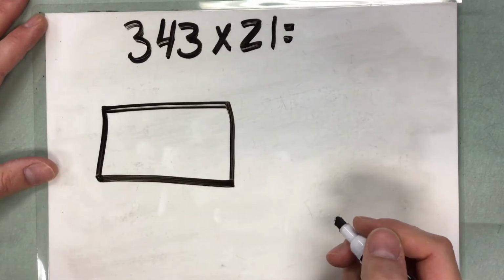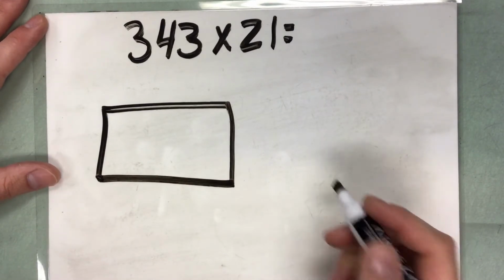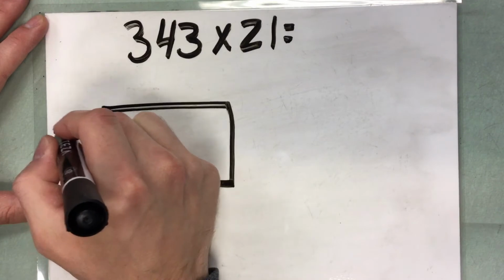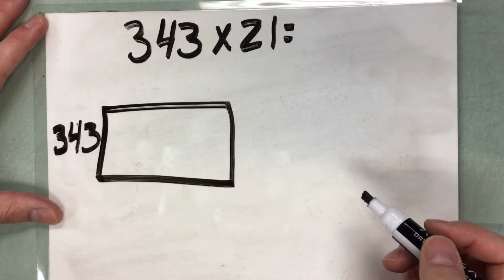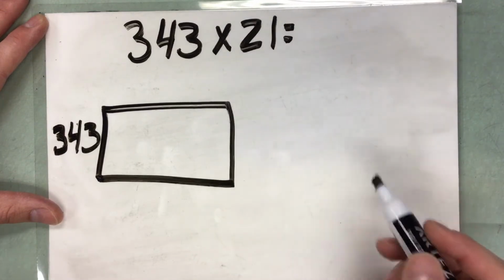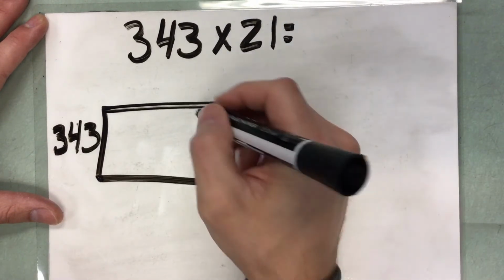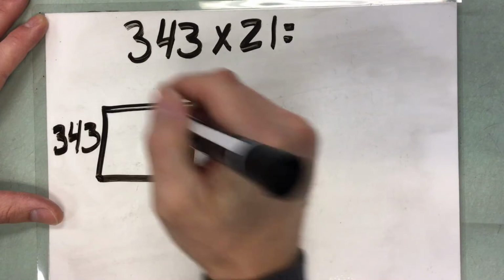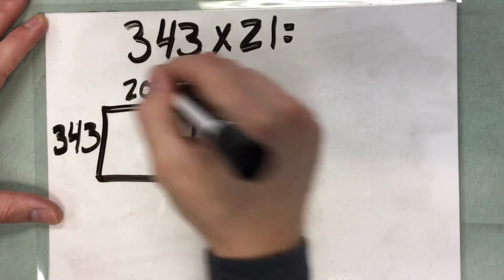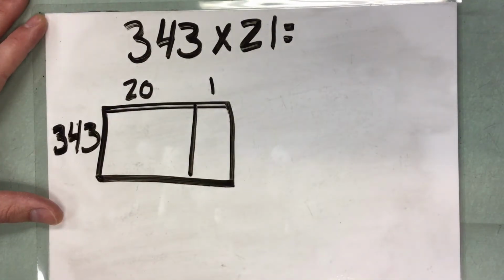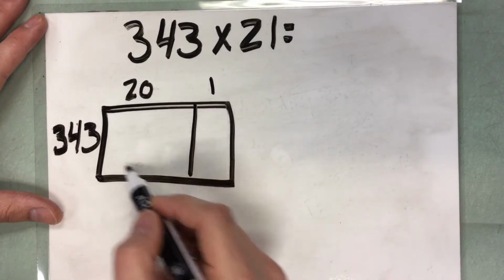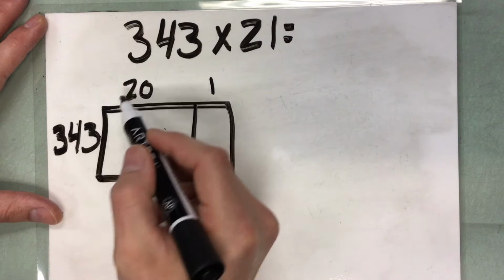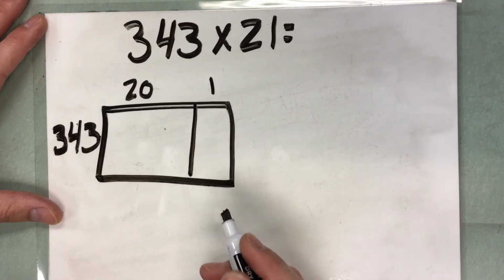So I'm going to draw a rectangle, and I'm going to go ahead and designate 343 as my unit. What am I going to do with 21? I'm going to break it apart. So I'm going to say this is 20 and this is 1. Now, to solve this problem, I'm going to start first by finding this area by multiplying 343 times 20. And that's a pretty easy problem.